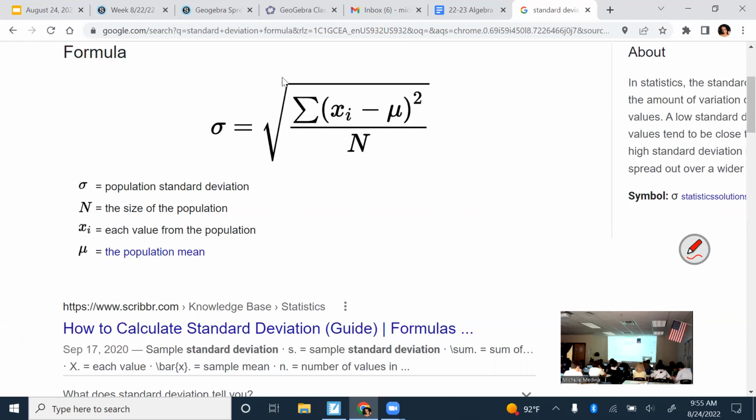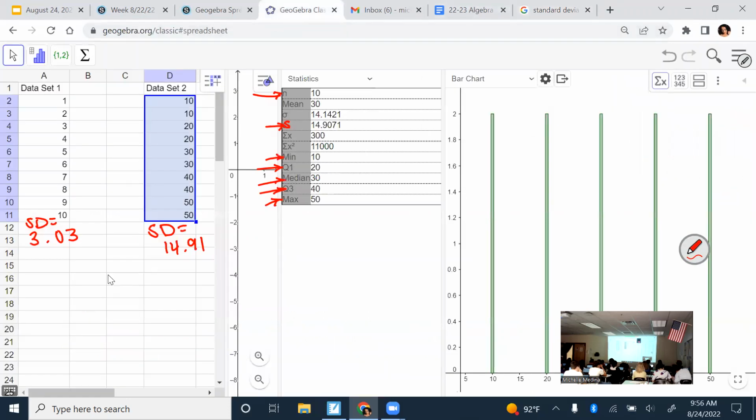And then it equals the square root of sigma, which means the sum of each value from the population minus the population mean squared, and then divided by the size of the population. So it's all operations that you can do, but it's just not very fun to do by hand. And in real life, we don't really do it by hand.